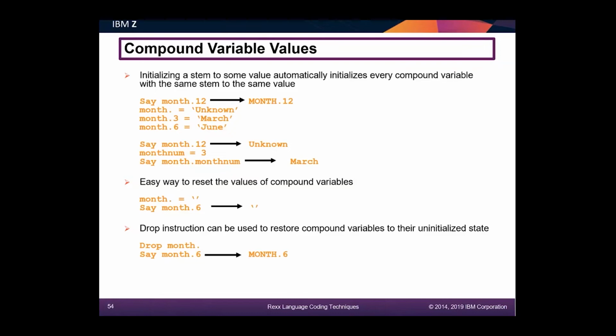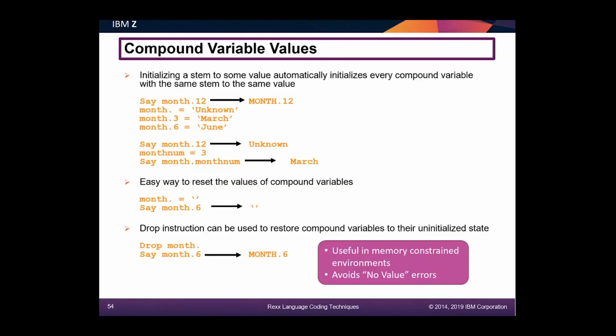So if you're using a very large array, that might be a lot of variables in memory. And if you want to signal to Rexx that I'm done with this stem variable, I no longer need it anymore, you can remove all references to it, then I can use the drop instruction. So drop month dot reinitializes everything back to its initial value as if you never gave it a value to start with. Okay, people did that in the old days, if you will, when they had memory constrained environments. That's not typically a concern these days unless you're using very, very large stems, but also by doing this, it avoids no value errors. So typically we want to drop it so then we can reinitialize it again.